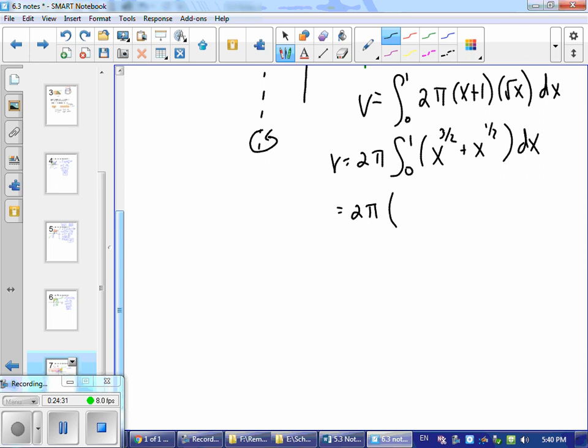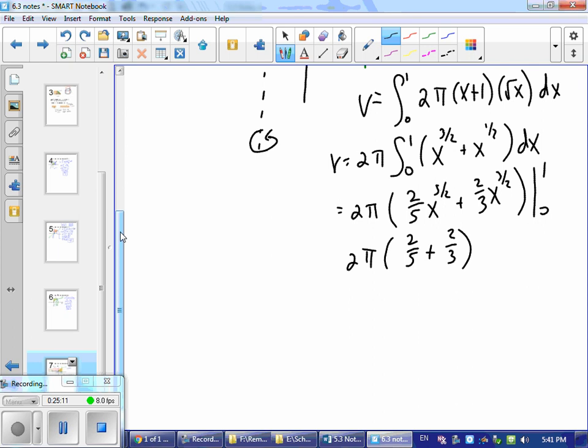2 pi, antiderivative of x to the 3/2, so that's x to the 5/2, so 2/5 x to the 5/2. X to the 1/2 is going to be x to the 3/2, so 2/3 x to the 3/2, from 0 to 1. So again, plugging in a 0, fortunately, isn't going to do any good, so we'll plug in the 1 and see what we get. 2 pi, plugging in 1, 1 to any power is 1, so 2/5 times 1 is 2/5. 2/3 times 1 is 2/3. And again, if I plug 0 in, it becomes 0, so subtracting 0 would be done.